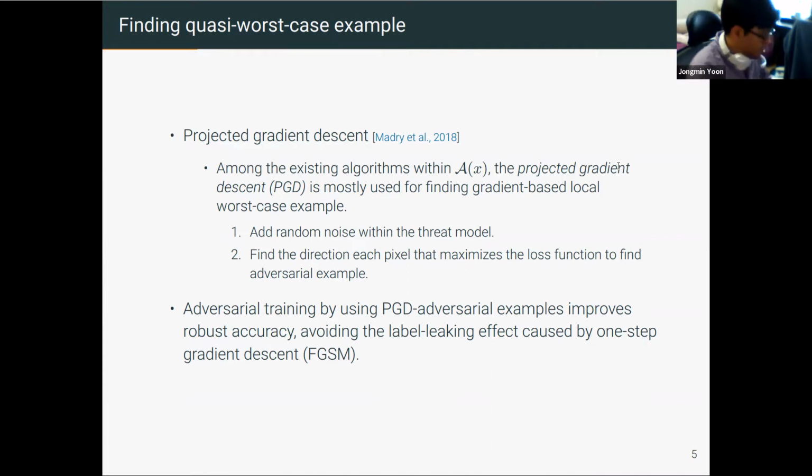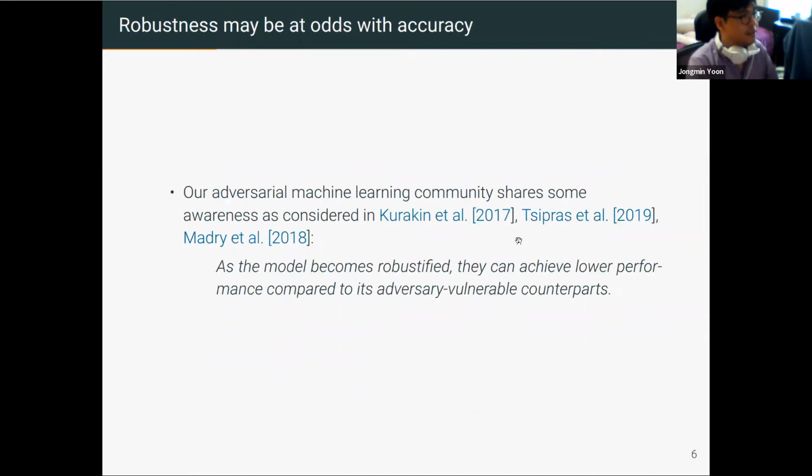To generate a robust model using the PGD attack, and then given this generated adversary example, we perform the loss minimization gradient descent. Adversary training using these PGD adversary examples improves robust accuracy by avoiding the label leaking effect caused by one-step gradient descent, such as FGSM. There are some ways of improving this random noise, giving random noise within the threat model, such as ODS, or output diversifying sampling. But this is out of scope in our presentation, and I'm going to skip this.